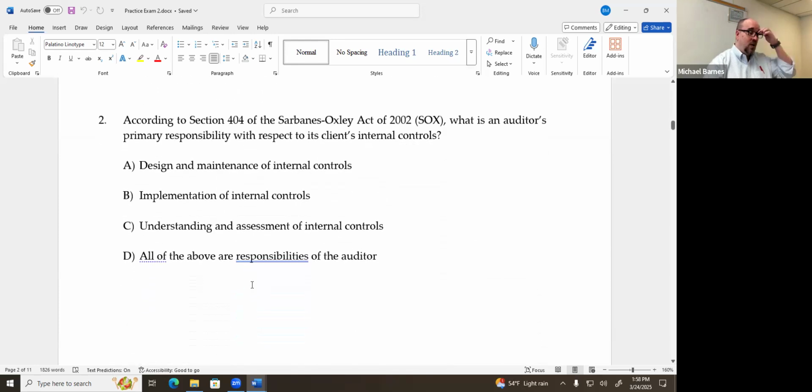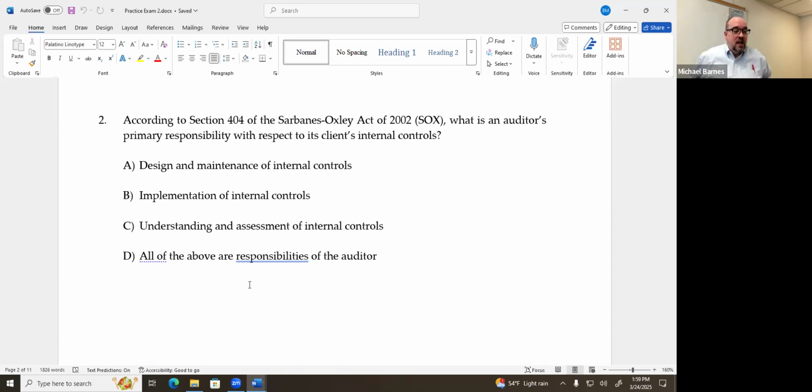According to section 404 of the Sarbanes-Oxley Act of 2002, what is an auditor's primary responsibility with its clients' internal controls? Is it responsible for the design and maintenance of internal controls? No, whose responsibility is that? Management. Is it responsible for the implementation of internal controls? No, in fact, those exact words are used in SOX 404. Management is responsible for the design, implementation, and maintenance of internal controls. I basically just split those apart.